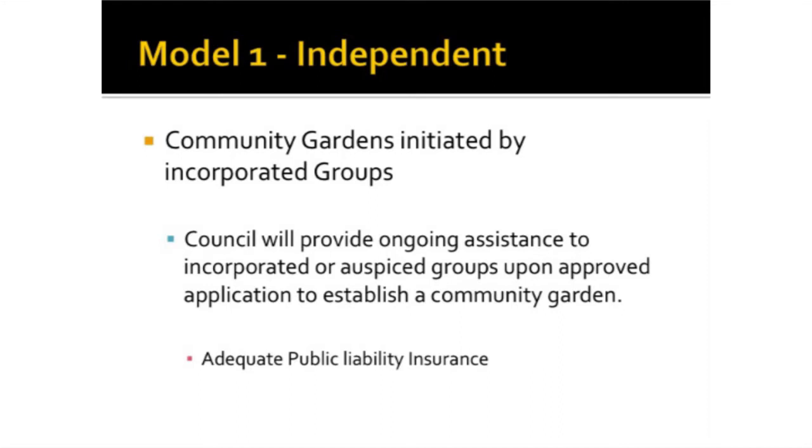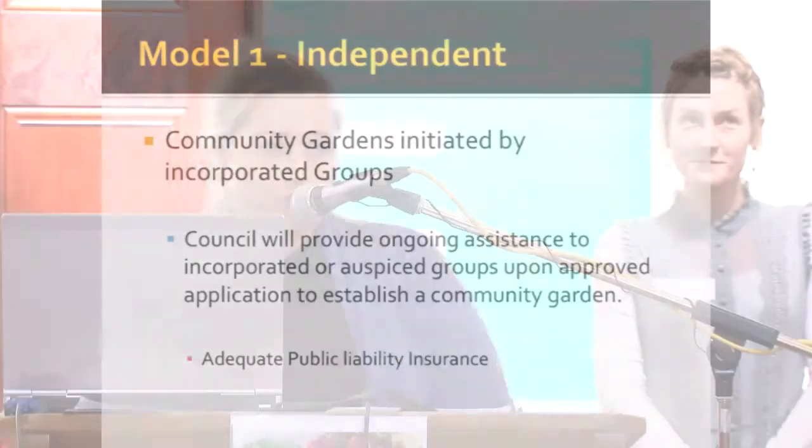So if we look at the first model, the independent model, this is a model in which a community garden is initiated by an incorporated or auspiced group. Basically, this is the most common model you'll see used by councils in regard to community gardens. In this case, the incorporated group approaches council and puts forward a proposal. Council assesses the proposal and, if approved, assists the group to establish the community garden, keeping in mind that adequate public liability insurance is a prerequisite.